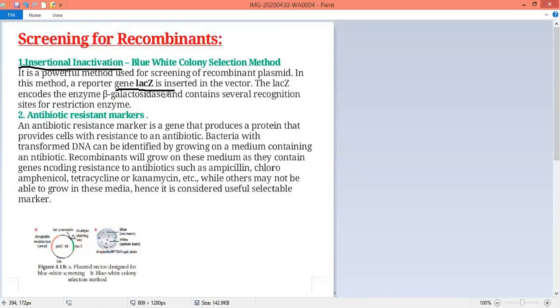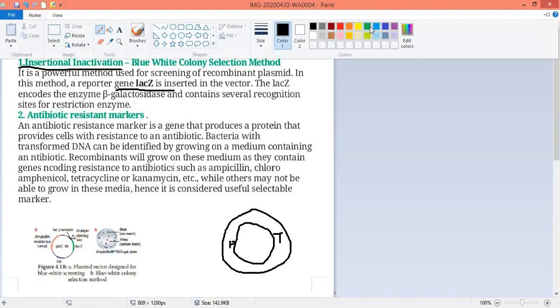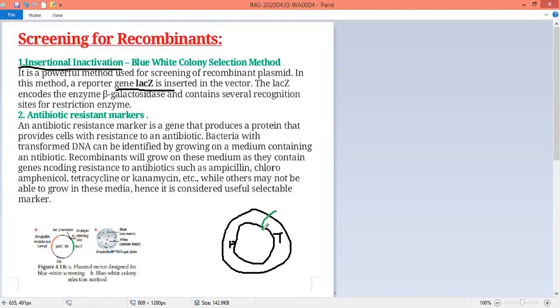For insertional inactivation, suppose you take a plasmid. Here I'm taking a plasmid, that is pBR322. This pBR322 has two selectable markers, that is a tetracycline selectable marker as well as an ampicillin selectable marker. Near any selectable marker, you can insert foreign DNA. Here I have inserted foreign DNA. Once you insert foreign DNA, the tetracycline region will get inactivated. So inactivation of a gene upon insertion of another gene, we call insertional inactivation.